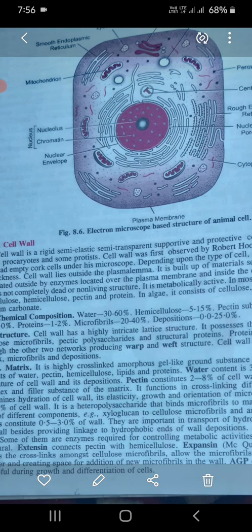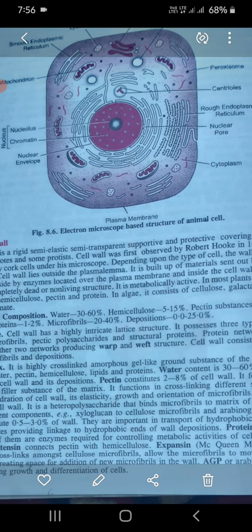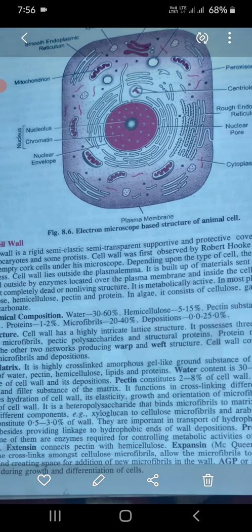Some of them are enzymes required for controlling metabolic activities of cell. Others are structural. Extensin connects pectin with hemicellulose. Expansin breaks the cross links in cellulose microfibrils, allows the microfibrils to move away from one another and creating space for addition of the new microfibrils in the wall.